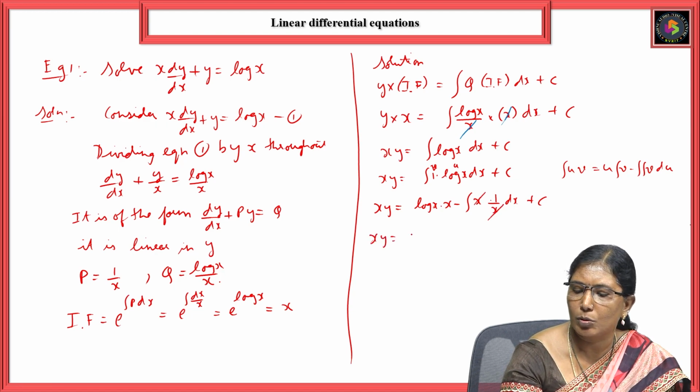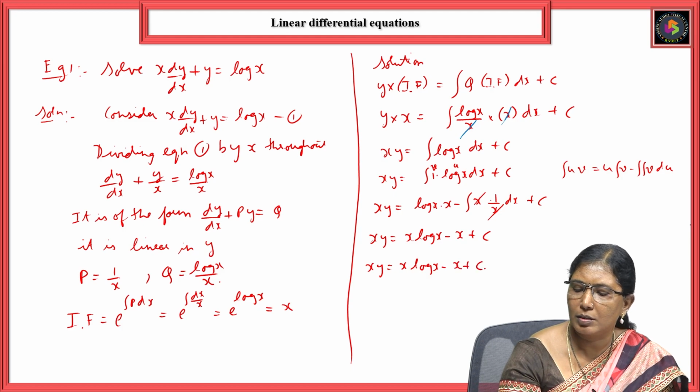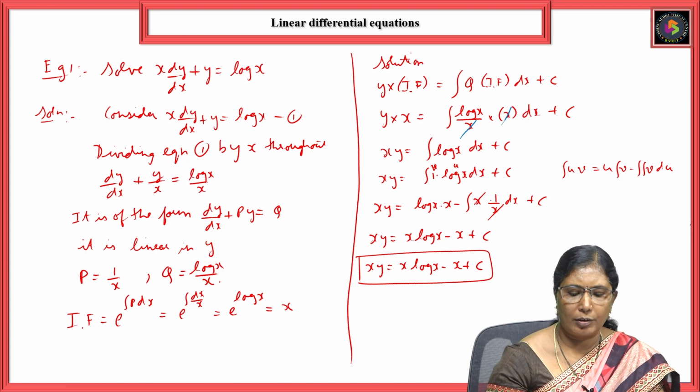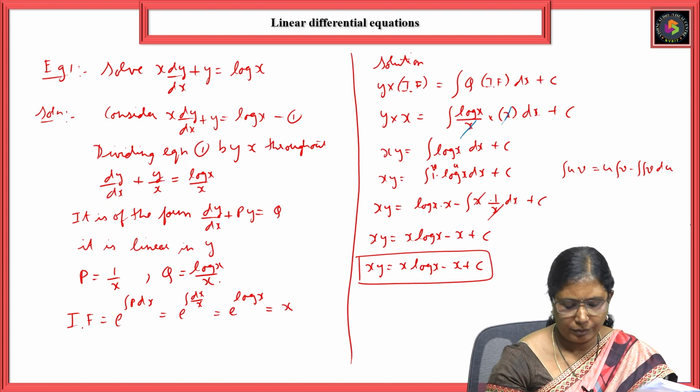So you get xy is equal to x log x minus integration of dx is nothing but x plus c. So you get xy is equal to x log x minus x plus c. So this is the answer. So let us go to the next problem.